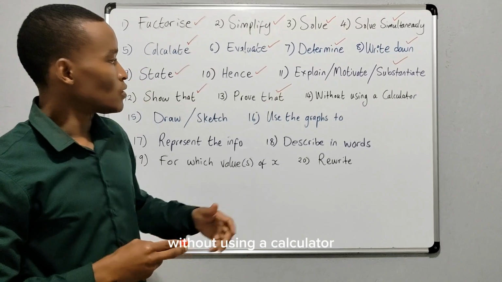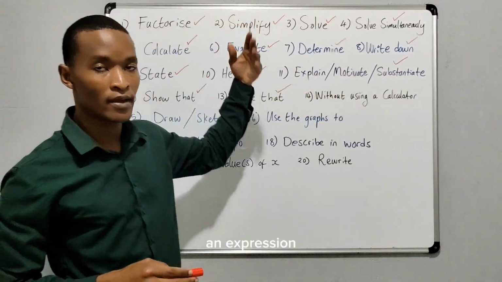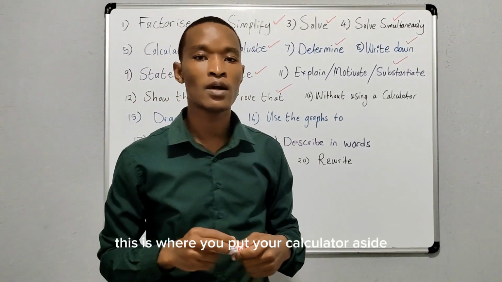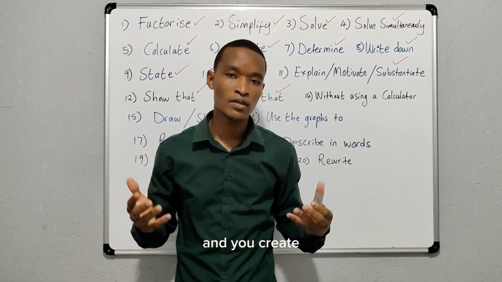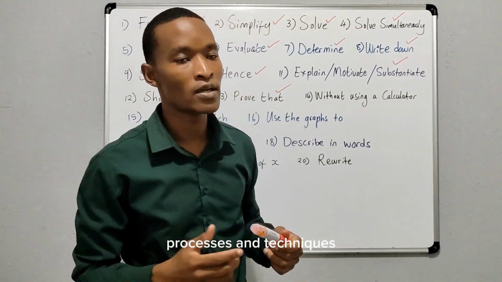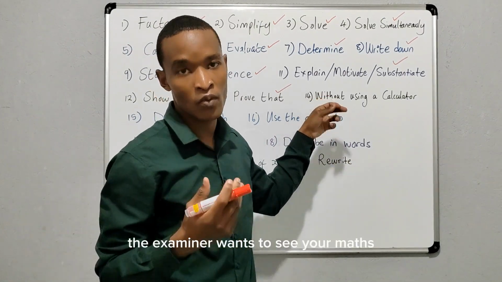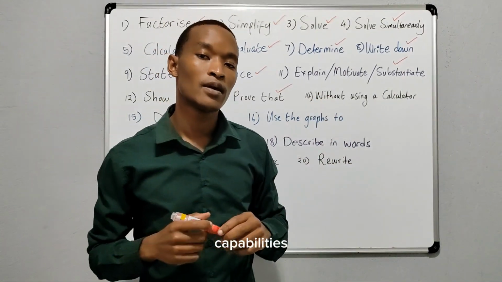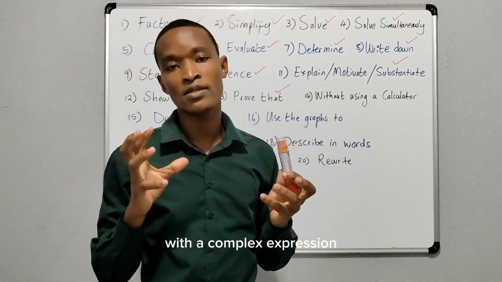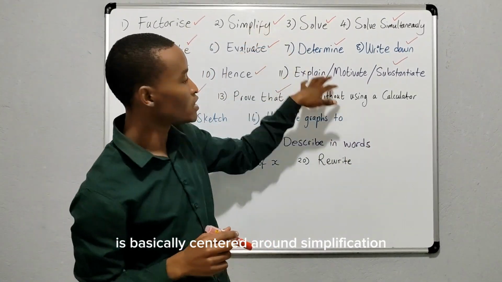Number 14, without using a calculator, you may be asked to simplify an expression. So this is where you put your calculator aside and you create some mathematical processes and techniques to get to the solution of such a question. This is where the examiner wants to see your maths capabilities, and what you can do with a complex expression or an equation is basically centered around simplification.